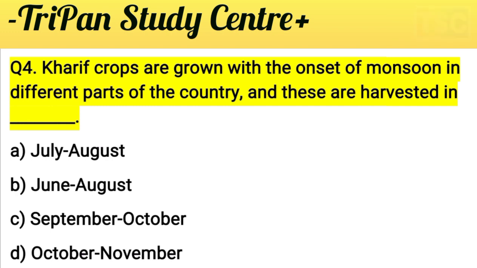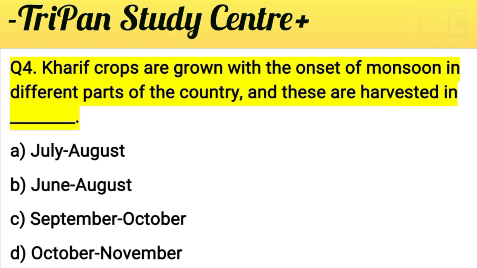Let's see what the answer is for this question. The question is clear: the kharif crops are growing with the onset of monsoon in different parts of the country. That's right, there is a monsoon. The monsoon period, June and July, is starting in different parts of the country, and harvesting follows there.